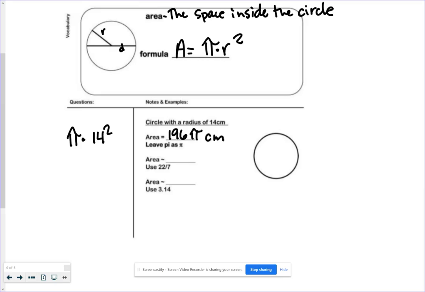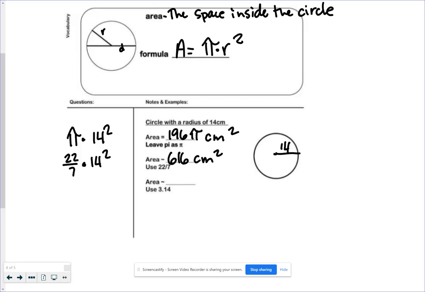All right. Now, this time we're going to use 22 over 7 for our pi. 22 over 7 times 14 squared. So 196, we know that from our 14 squared. So 196 times 22 over 7, and we get 616 centimeters. Oh, I almost forgot. We need to square our answer. Why? Because all area is squared. Our radius, by the way, was 14.